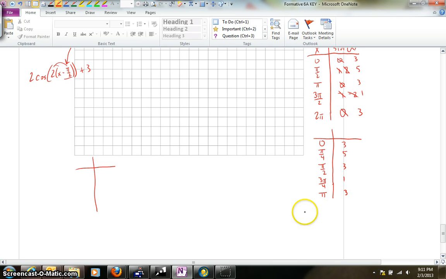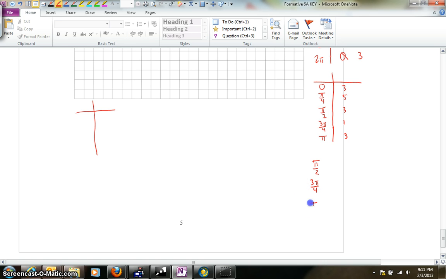And now I'm going to send everything pi over 2 to the right. So this 0 becomes pi over 2. This one would go 3/4 pi. This one would be full pi now. This one would be 5/4 pi. And then this one would be 3/2 pi.